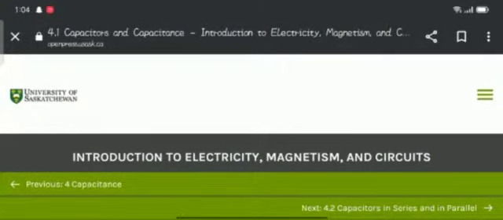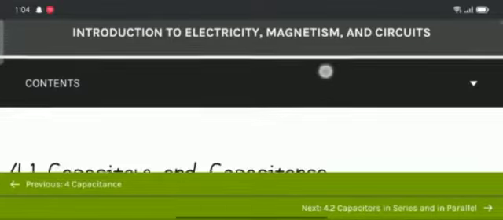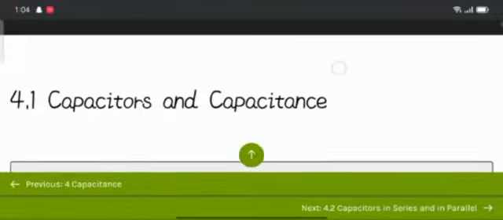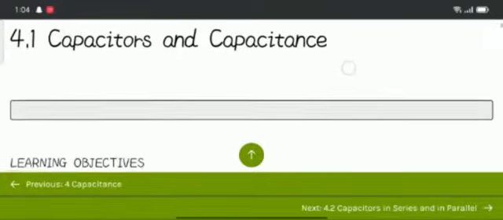Introduction to Electricity, Magnetism and Circuits. Content: Capacitors and Capacitance.